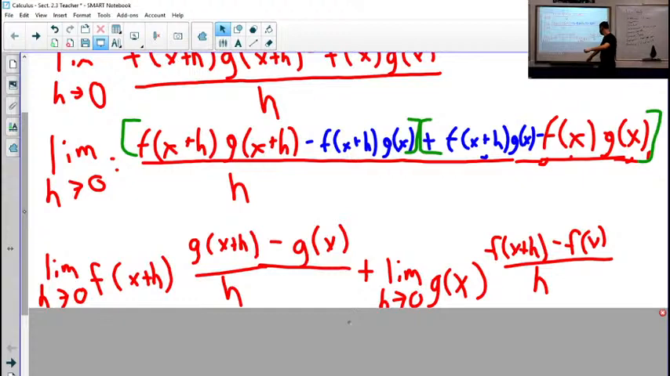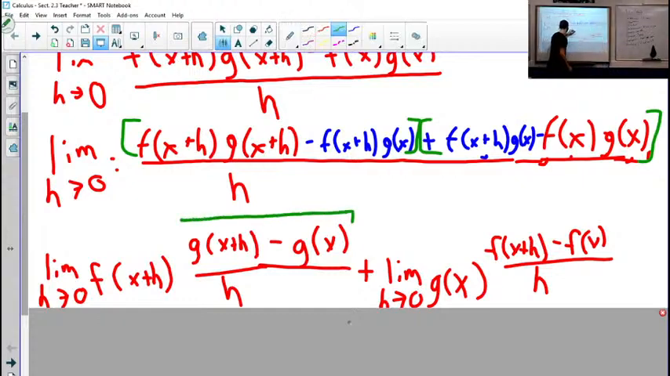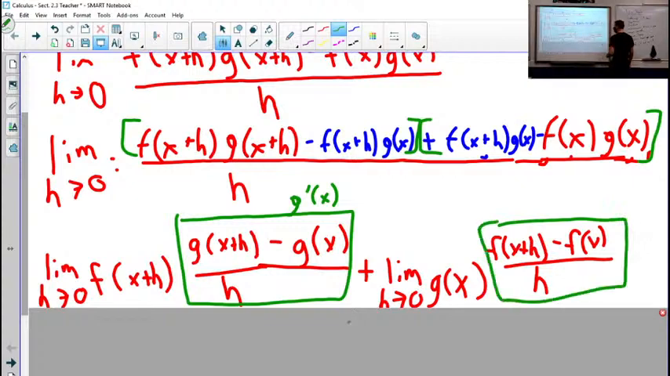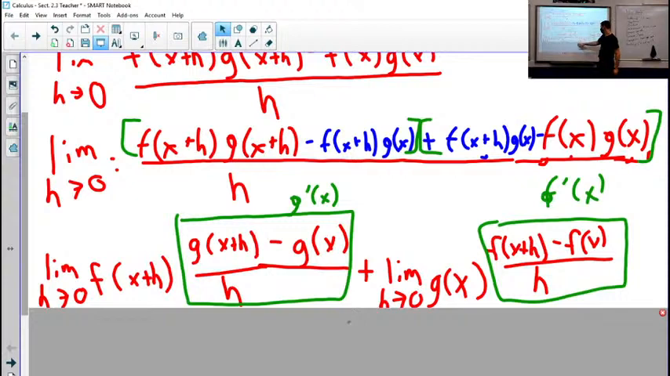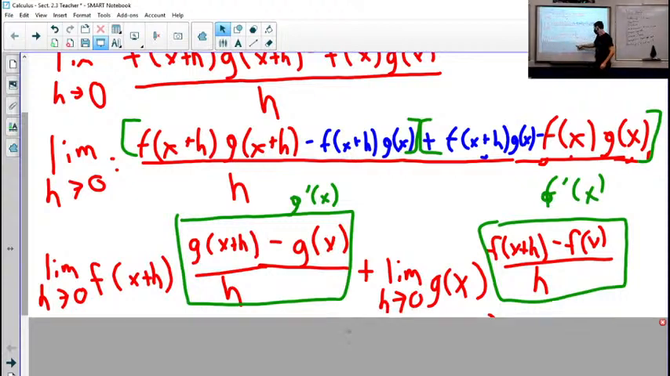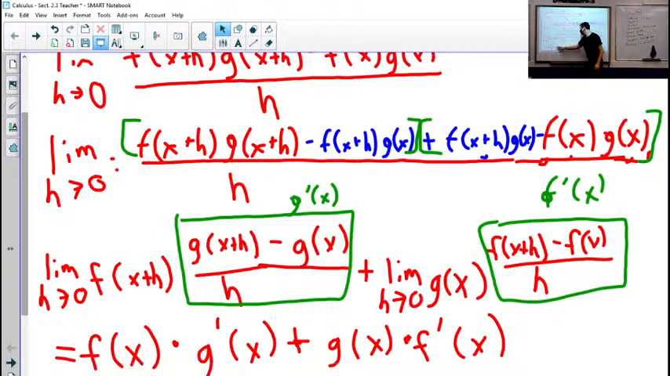Now this part, g of x plus h minus g of x all over h, that is the definition of the derivative of g. That's g prime of x. Over here, this thing is the definition of the derivative of f. F of x plus h, if I plug in 0, is just going to be f of x. So we have f of x times g prime of x plus g of x times f prime of x. This is the product rule. And that's how you would prove the product rule.